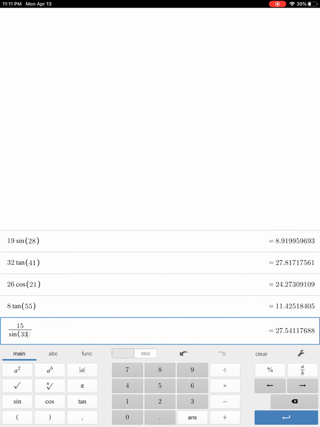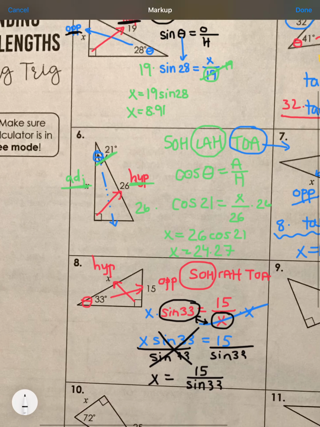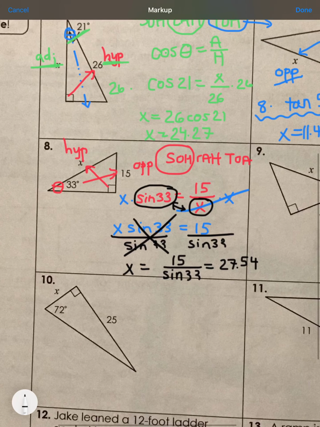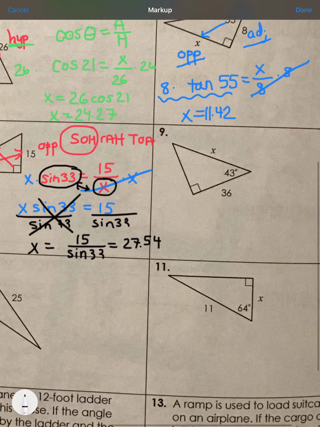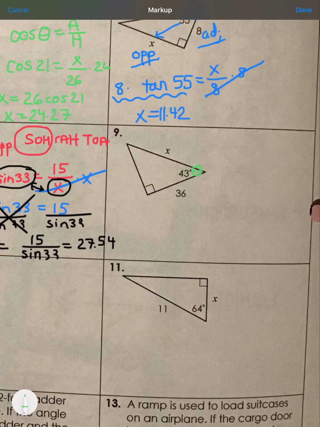Okay, so in the calculator, I'm going to do 15 divided by the sine of 33. And we get 27.54. So that one was a little bit weird because we had to do 2 steps to find out what x was. Let's do it again here.